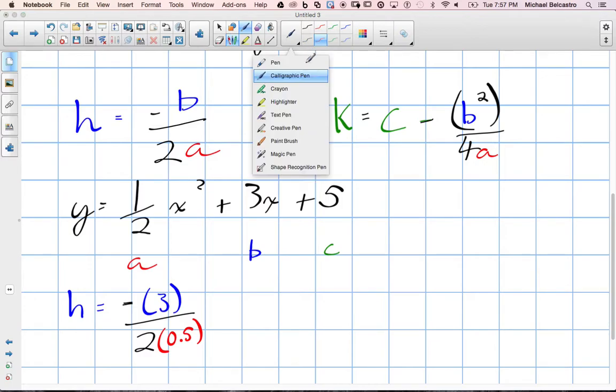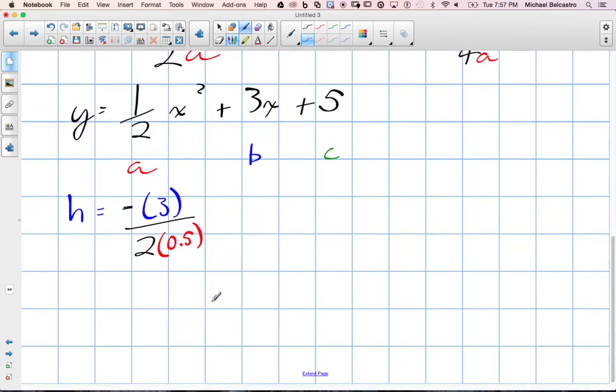So let's find the H value very, very quickly. H is equal to, this becomes negative 3. 2 times a half is just 1, and negative 3 divided by 1 is negative 3. Okay? So we've already found the H value. Pretty simple.